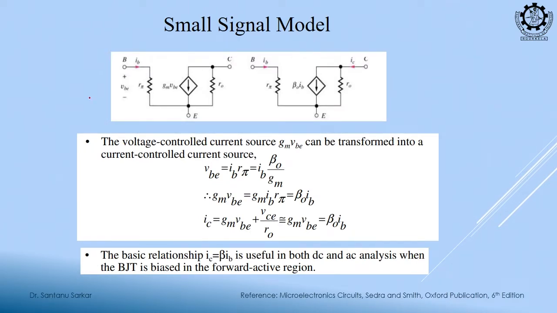So, we can have two models. One is a dependent source that depends on the input voltage, so you draw a Gm into Vb, or you can draw a dependent current source, where Ic is equal to beta Ib. This is a dependent voltage source, this is a dependent current source. This current source depends on the input voltage, this current source depends on the input current, that is the difference. Both models are equivalent, both are telling about the small signal model of which one?